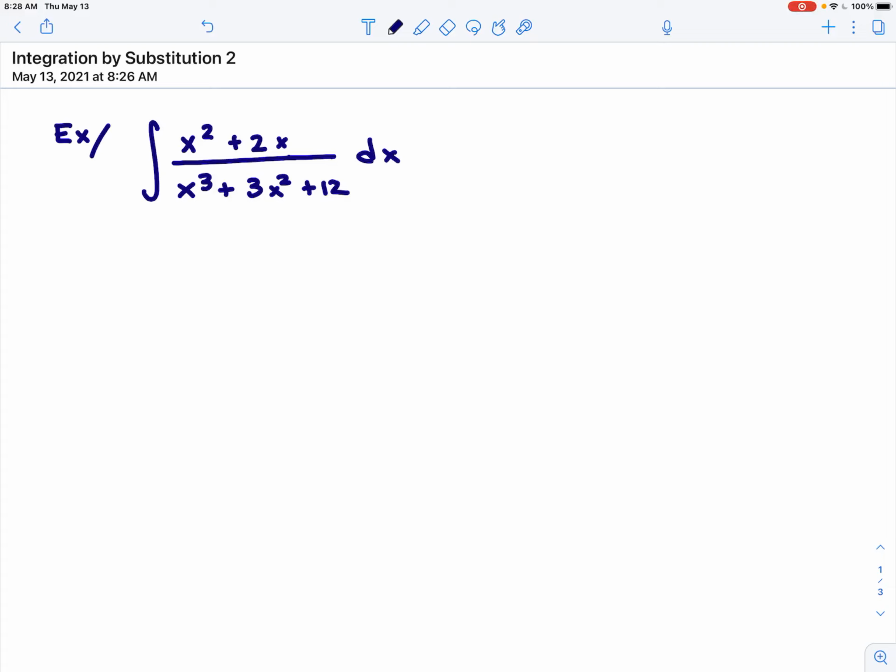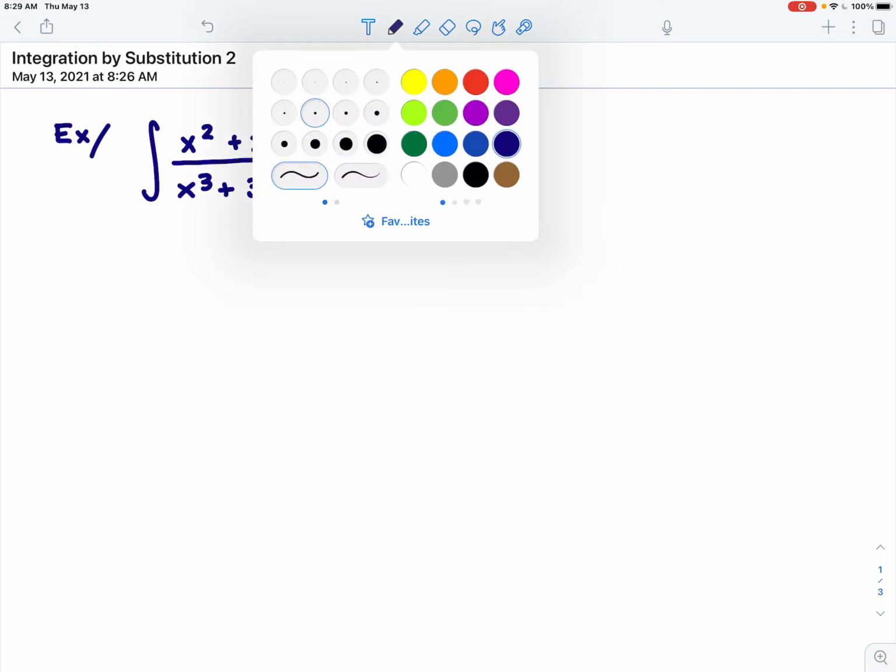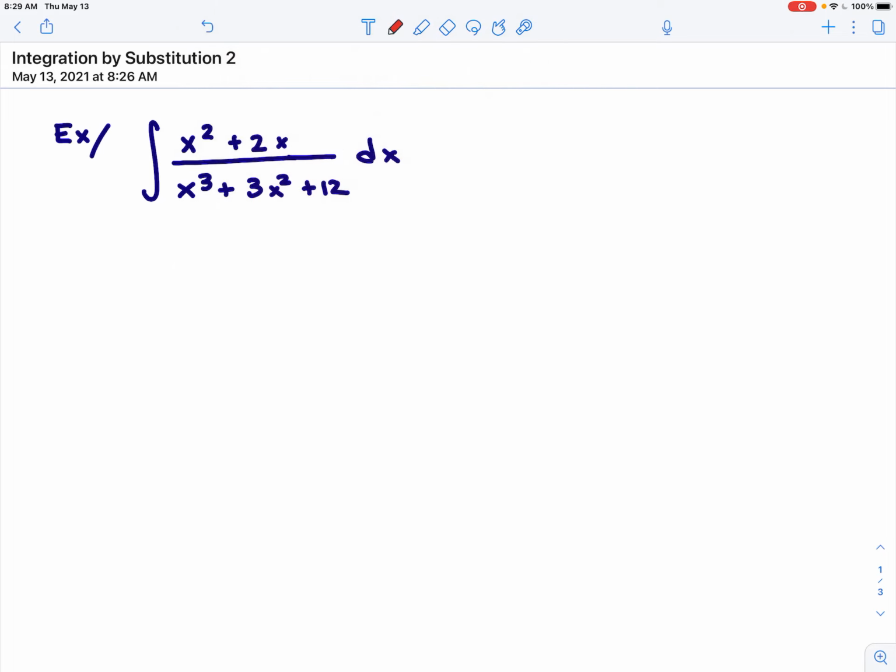We're going to look at 3 more substitution questions. So our first one, we have a quotient, and so we want to decide what we're going to let be u. And I need u to be the thing, one, that I can integrate. So the top or the bottom could be u in that case.